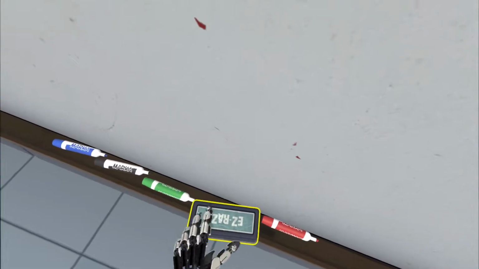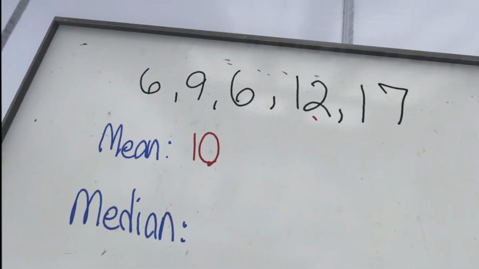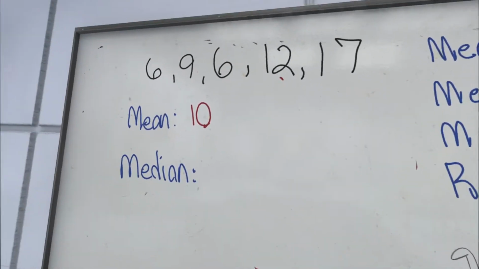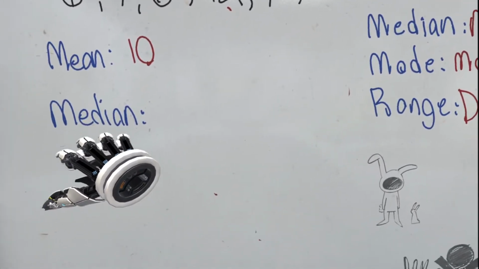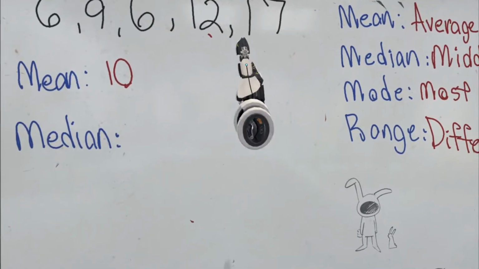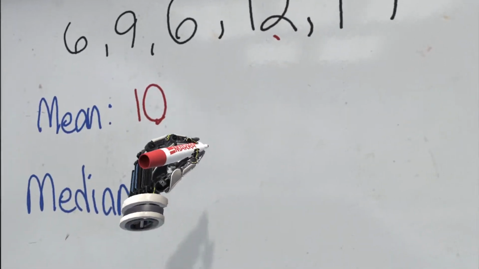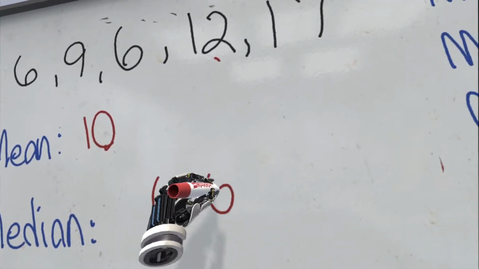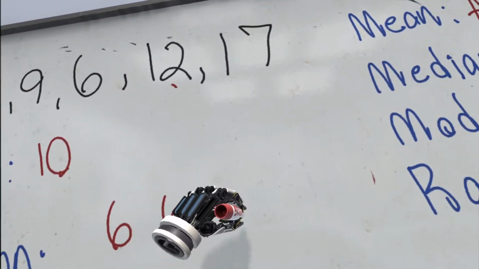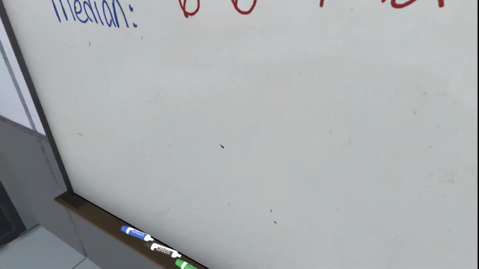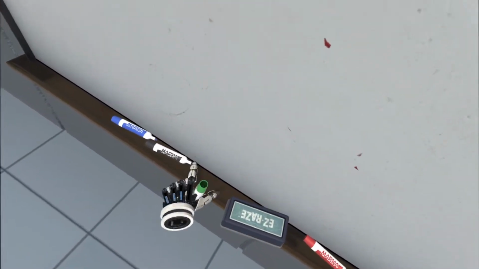All right, the next part is median, or your middle number. This time we're going to arrange our numbers in order, from smallest to biggest, but we're going to do it horizontally. Before we did it vertically, now we're going to do it horizontally. So let's do that. I'm going to put 6 here, 6 again, 9, 12, and 17.